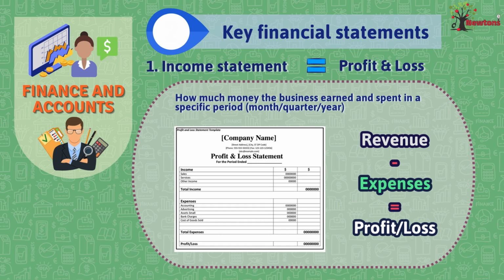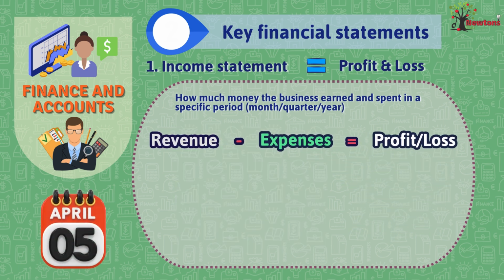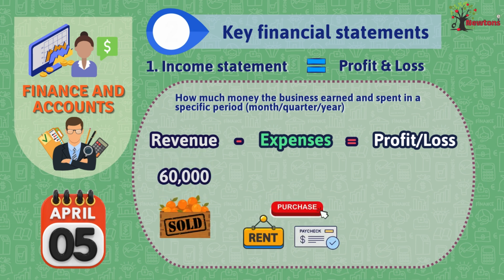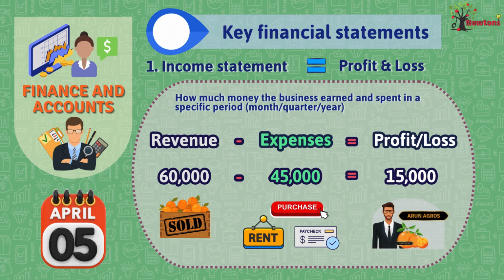Example, suppose in the month of April, revenue from fruit sales is equal to 60,000 rupees. Expenses like purchase of fruits, rent, salaries, etc. is equal to 45,000 rupees. And the net profit is equal to 60,000 minus 45,000, 15,000 rupees. So Arun Agros made a profit of 15,000 rupees that month.